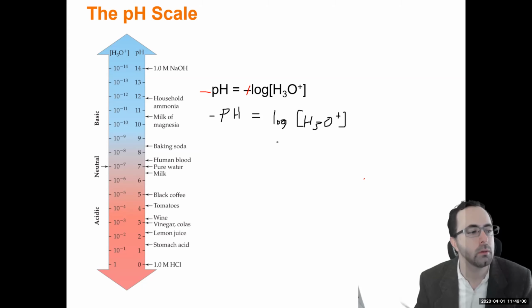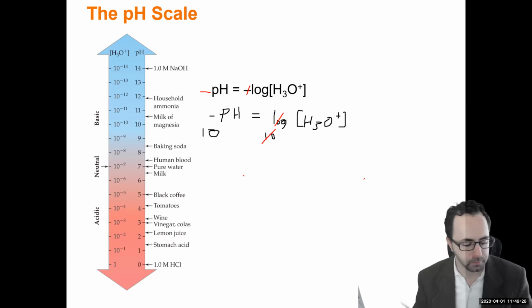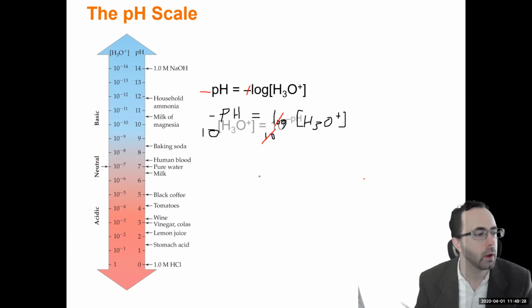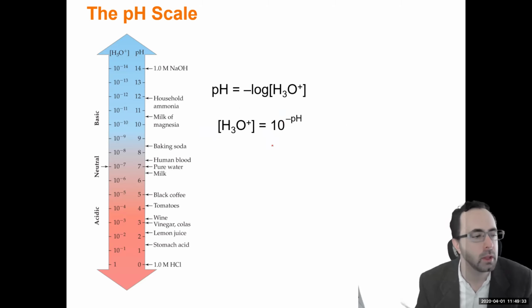So how do we get rid of this log? It's base 10, so 10 to the power. We do 10 to the power of both sides, 10 to the power of log, and 10 to the power of negative pH. The 10 to the power is the opposite of log. It cancels it. And so we get that the hydronium concentration is 10 to the negative pH. And that is what's right underneath on my slide. So hydronium is 10 to the negative pH.